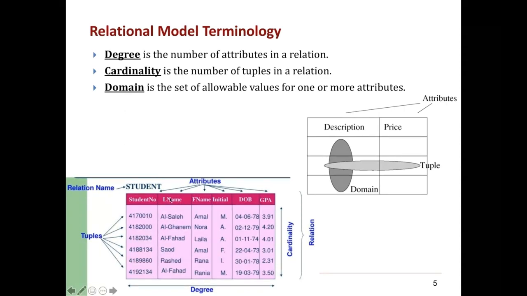Similarly, for names, last name or first name, these should be letters only. We should not allow 1, 2, 3, 4, 5. It is not possible to have a name like 1, 2, 3, 4, 5. So we will say the domain of the names, last name or the first name, these are all characters, and we should set a limit for the number of characters that can be entered.